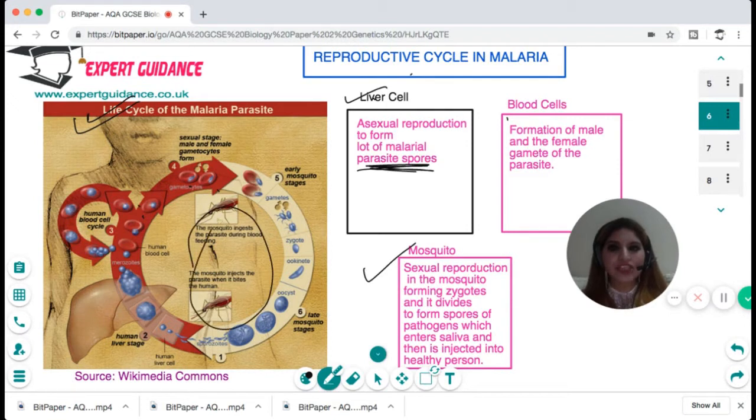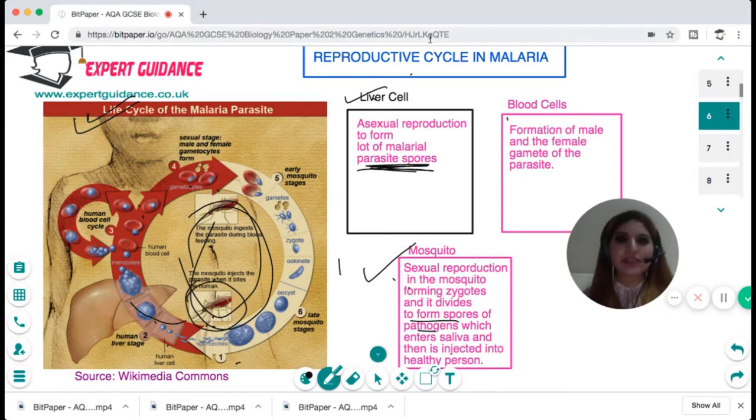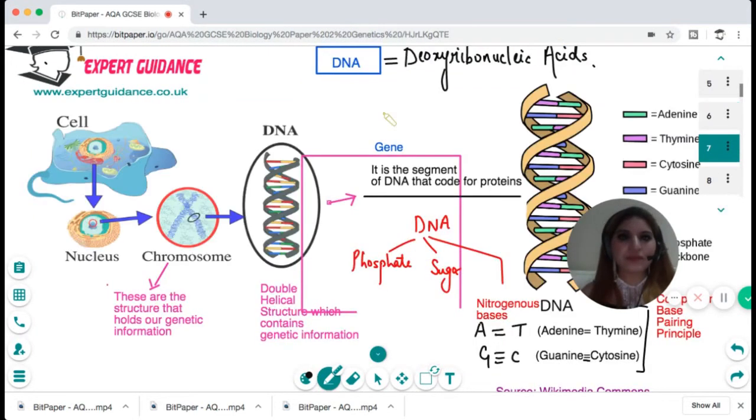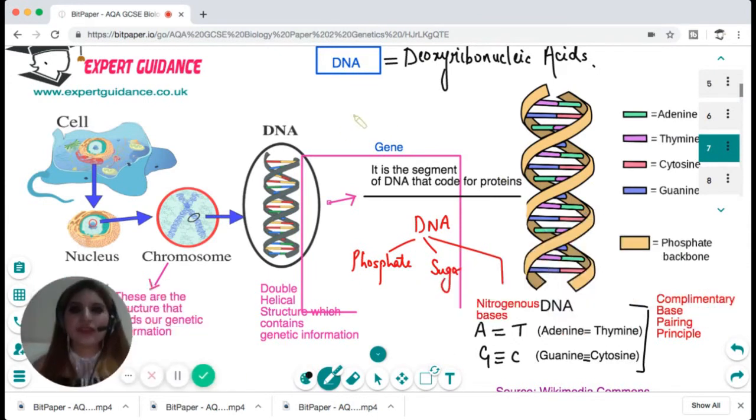in the mosquito, and inside the mosquito, the male and the female gametes fuse to form a spore, and this spore is now ready to be released into a healthy individual whenever a mosquito bites a healthy person, and the cycle continues. So you should know in a malarial cycle what's the role of the liver cells, blood cells, and the mosquito. Next is, it's very important, the DNA.